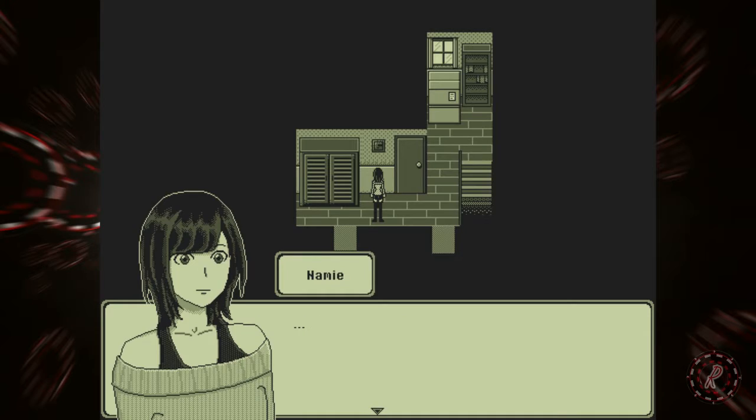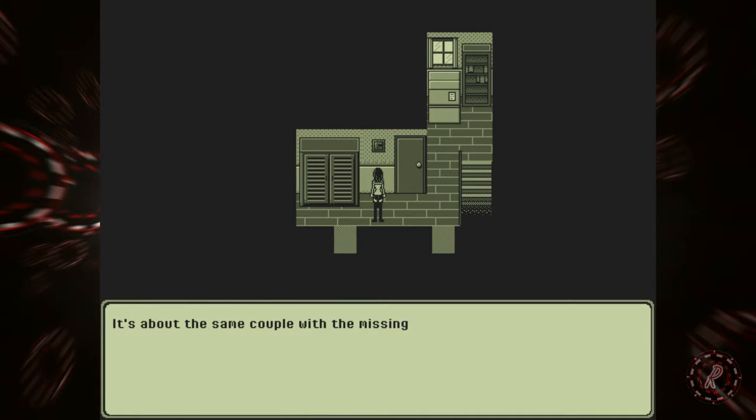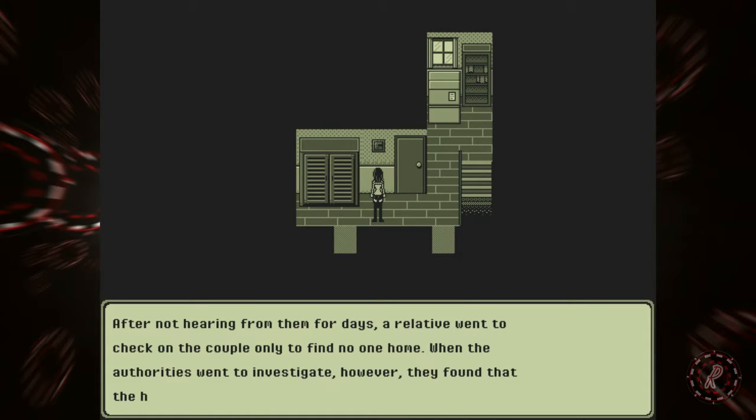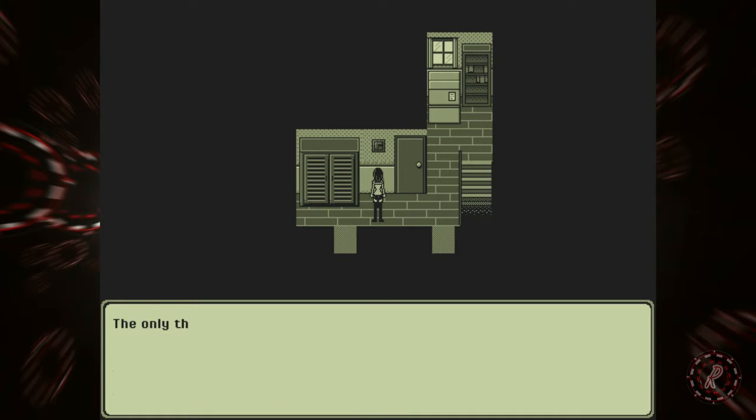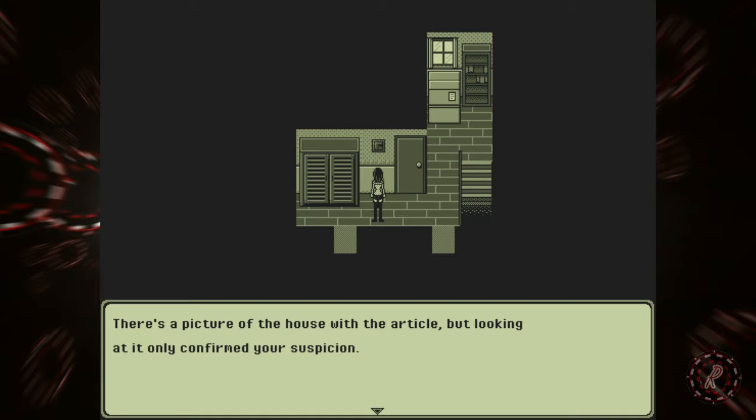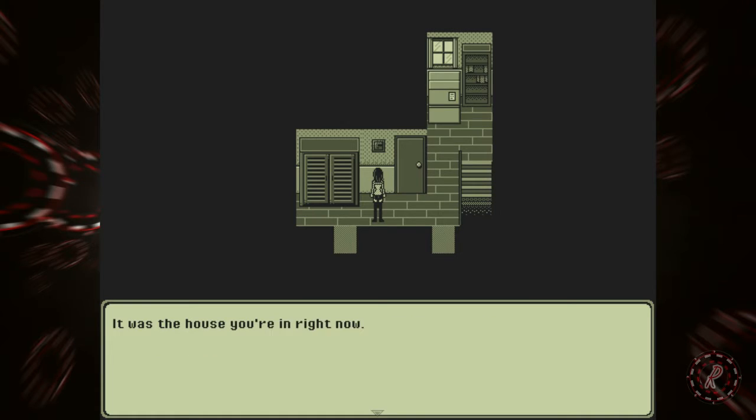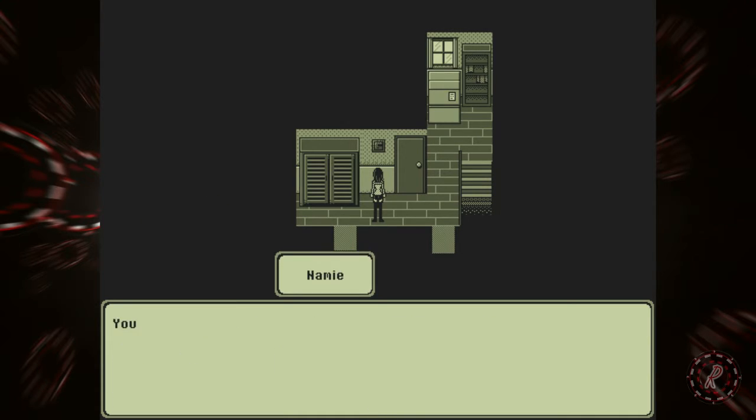Couple goes missing inside their own home. You read over the article. It's about the same couple with the missing child, except this time they were the ones who went missing. After not hearing from them for days, a relative went to check on the couple only to find no one home. Then the authorities went to investigate. However, they found that the house had been locked from the inside. The only thing open was the window of their missing son's room on the second floor. There's a picture of the house with the article, but looking at it only confirmed your suspicion. It was the house you're in right now.